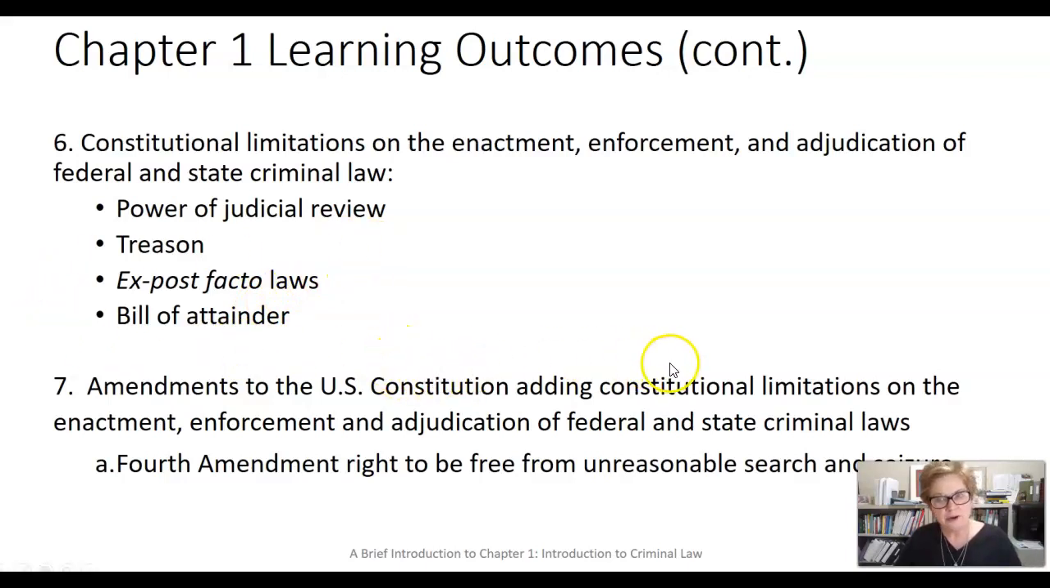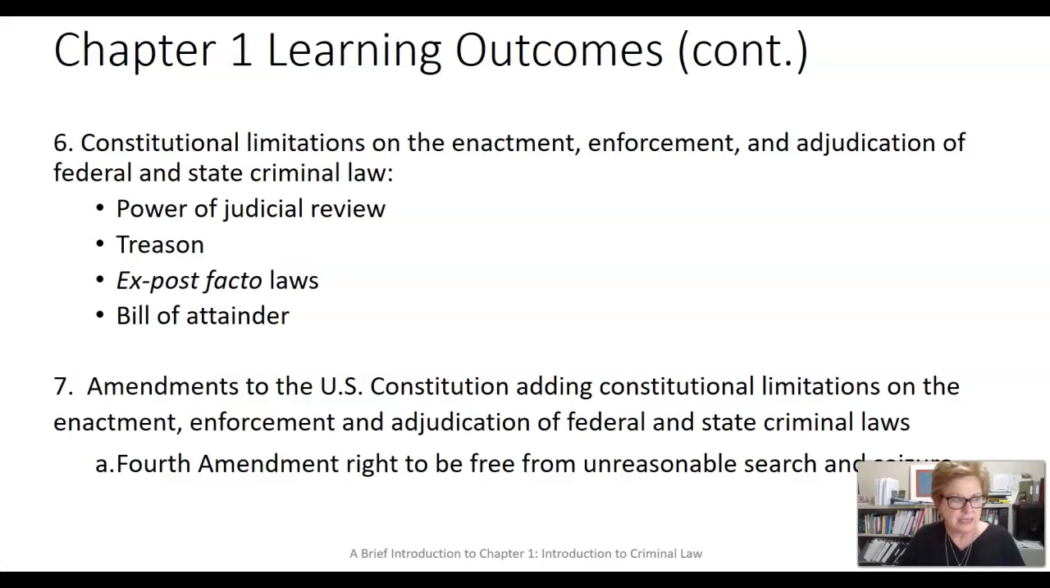Far greater in number are the amendments to the United States Constitution that talk about enactment, enforcement, and adjudication of both federal and state criminal laws. The Fourth Amendment right to be free from unreasonable search and seizure applies predominantly to the law enforcement agencies at the federal and state level.